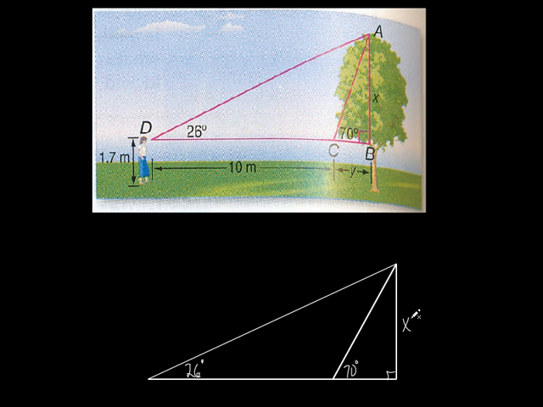We'll call this X. We'll call this little distance Y, and we'll call this distance right here 10. Now remember, I'm not even going to put the 1.7 in here because once we solve for X, all you've got to do is add 1.7 and you're done. So that shouldn't be that big of a deal.